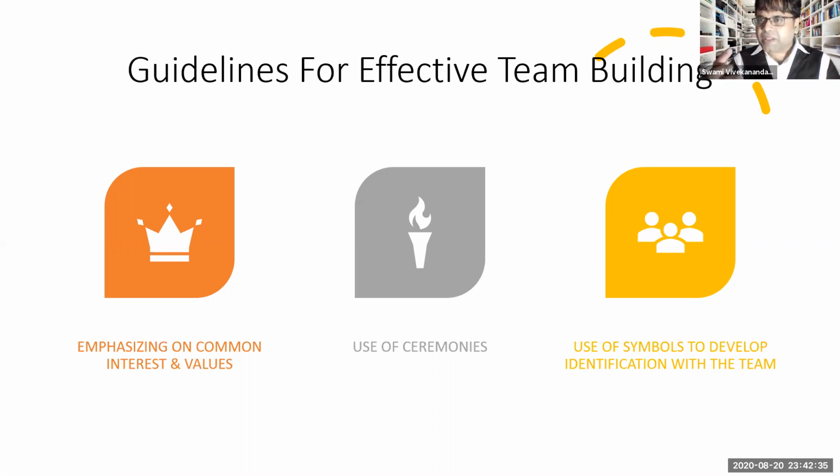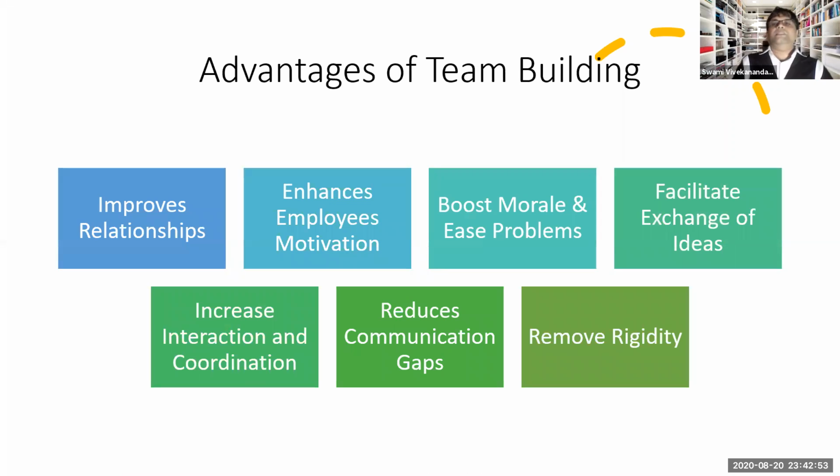So these are the three principles. Number one is emphasizing the common interests and goals, number two is the use of ceremonies, and number three is the use of symbols to develop identification with the team. If we consider these three things whenever we are developing a team, it is going to be very effective. Okay. Next one is the advantages of team building, and why we are building a team.